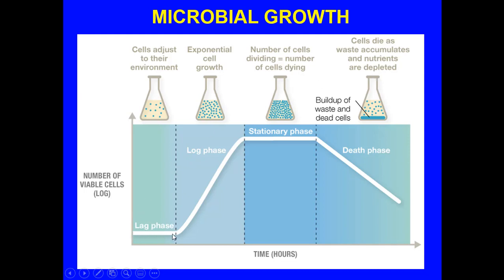First, we had the lag phase, cells adjust to their new environment. Then we have this ramping up, the log phase, exponential cell growth. Stationary phase here, number of cells dividing equals number of cells dying. No real changes in the number of viable cells, but then you start going down the death phase. You have a buildup of waste and dead cells. Cells die as waste accumulates and nutrients are depleted.